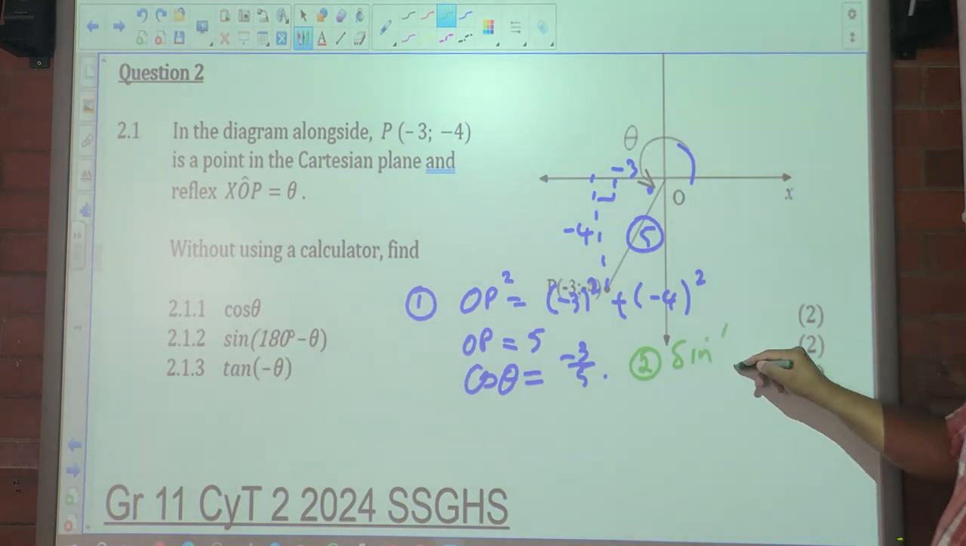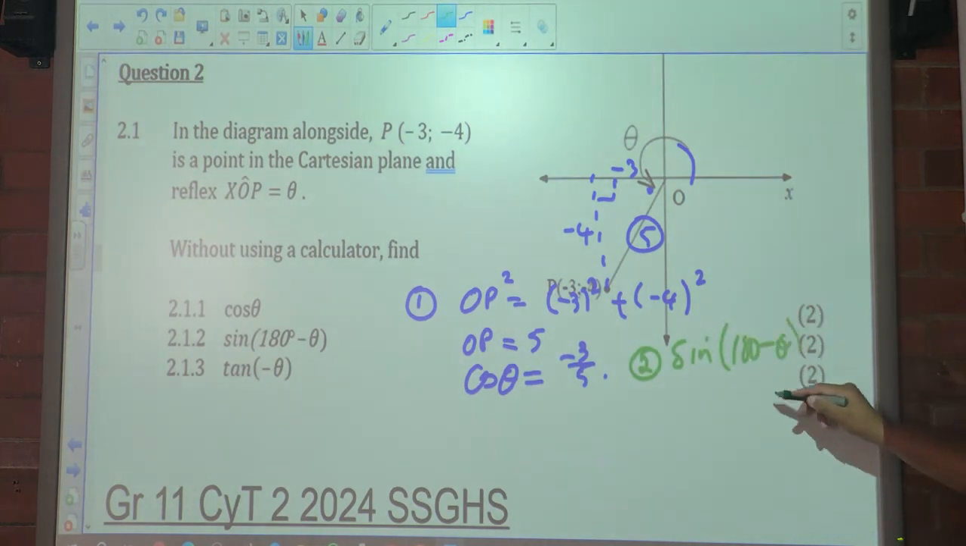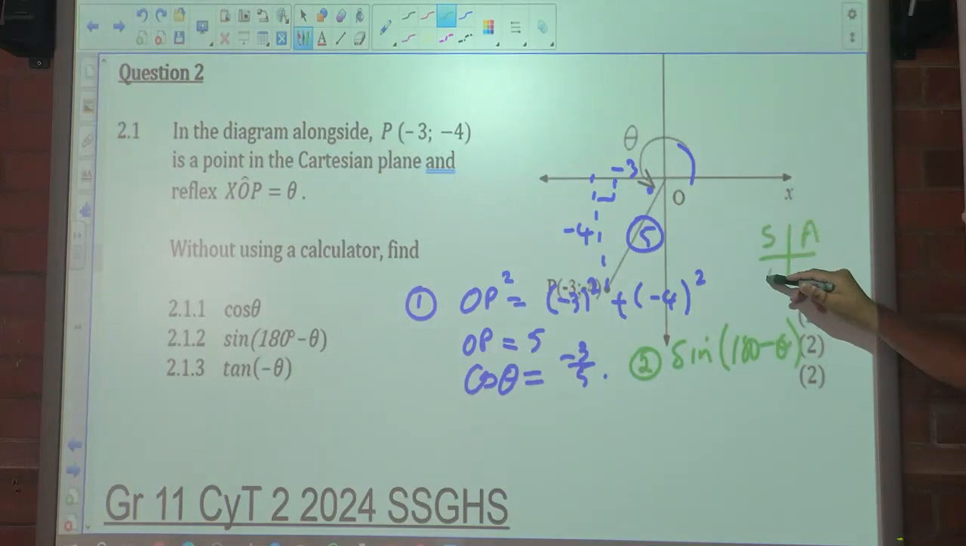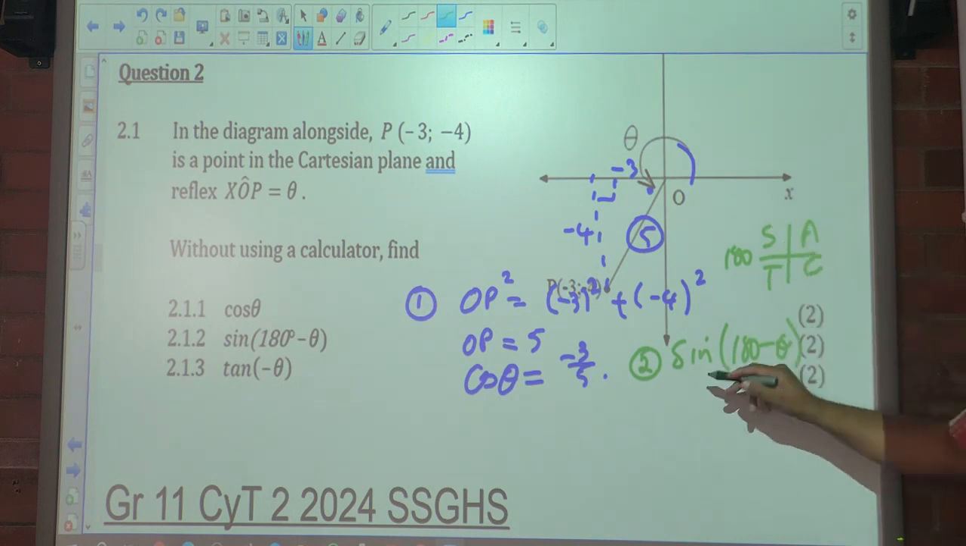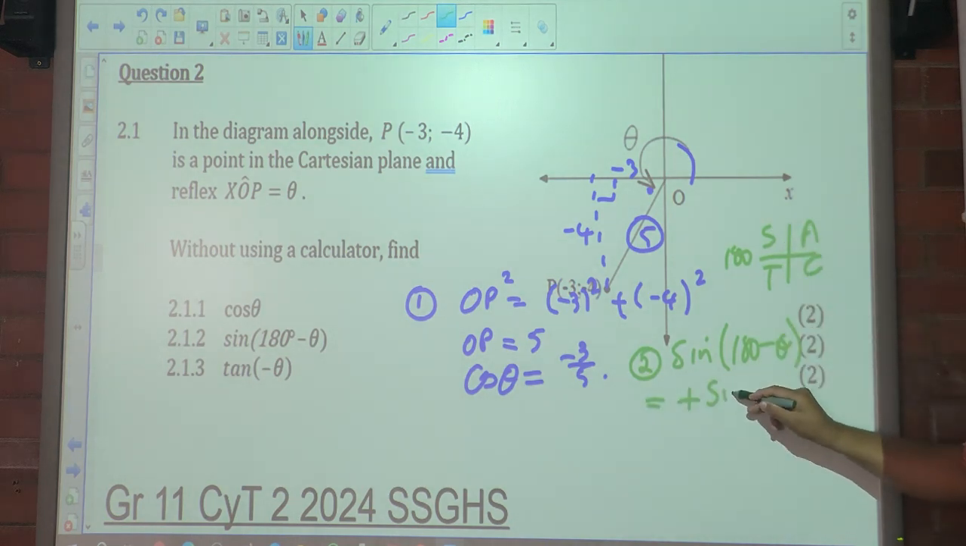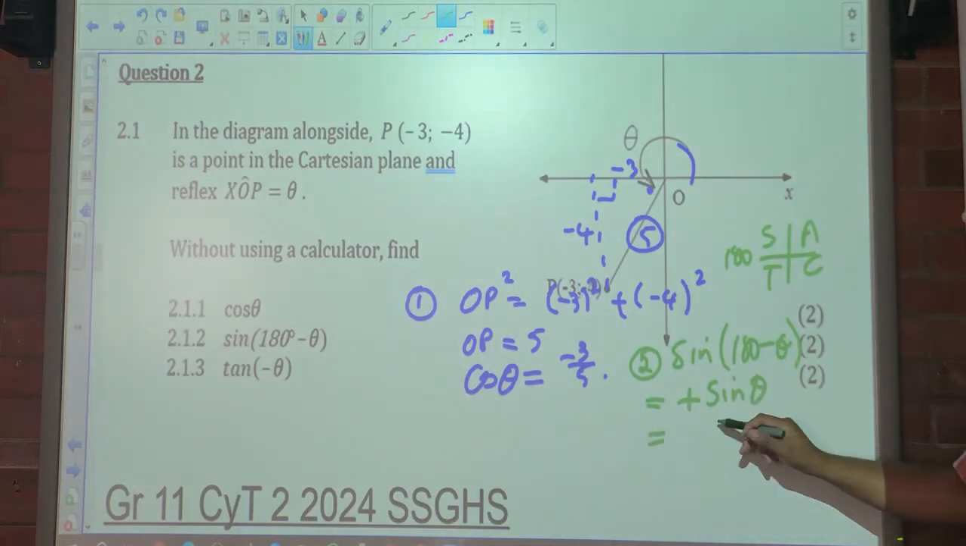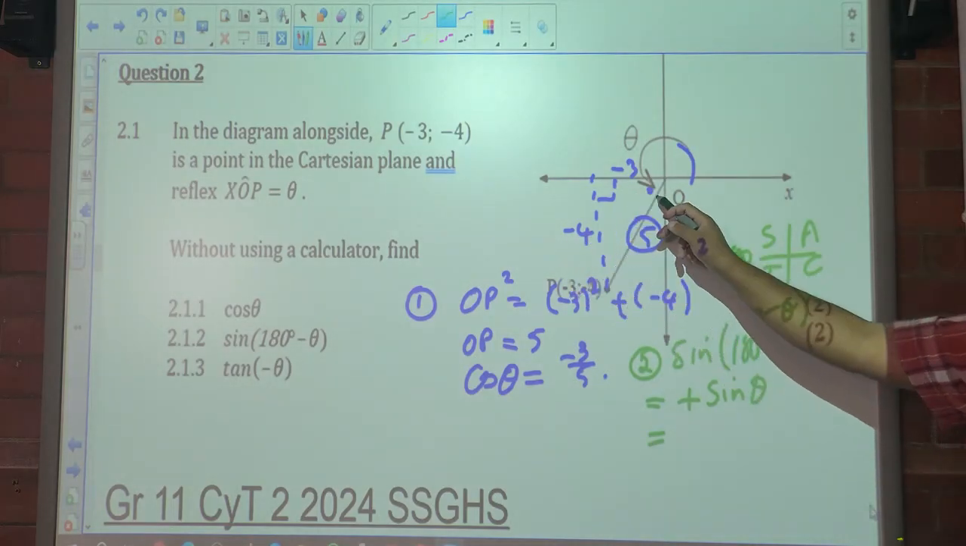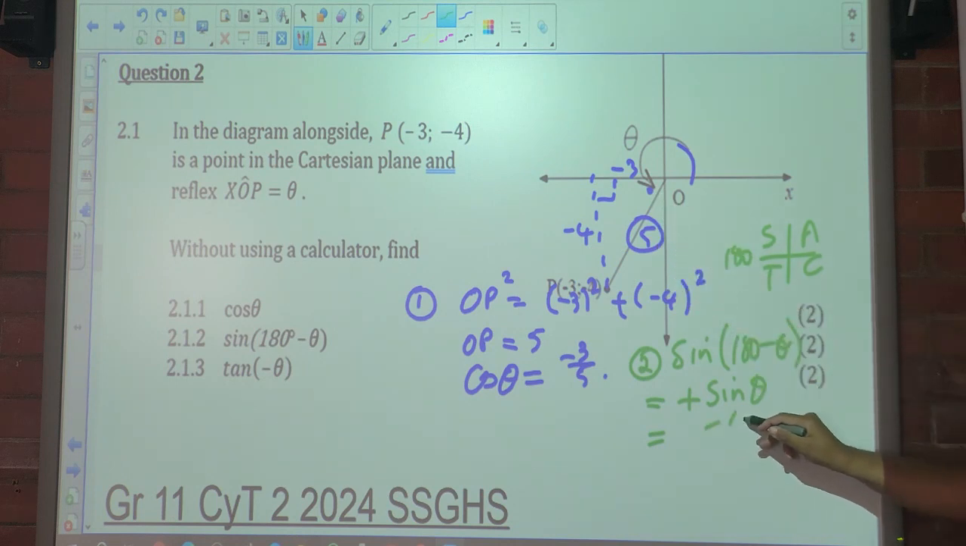Now we go for number 2. Number 2 says sine of 180 minus theta. Which quadrant is 180 minus theta? All stations to Claremont. 180 minus takes you to the second quadrant. Is sine positive or negative in the second quadrant? Positive. So it's positive sine theta. But what is sine theta? Sine is opposite over hypotenuse. So it's negative 4 over 5.